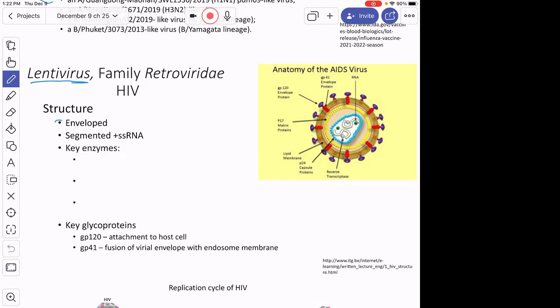It's another enveloped virion, and it has a segmented plus sense single-stranded RNA. So it actually comes with 2 segments of that messenger RNA. They're copies of each other. Okay, so 2 copies of that strand of messenger RNA. And also included in that virion, and you can kind of see it here, here, and here, it also has 3 key enzymes that are carried in that virion. The first is reverse transcriptase, which I just mentioned.